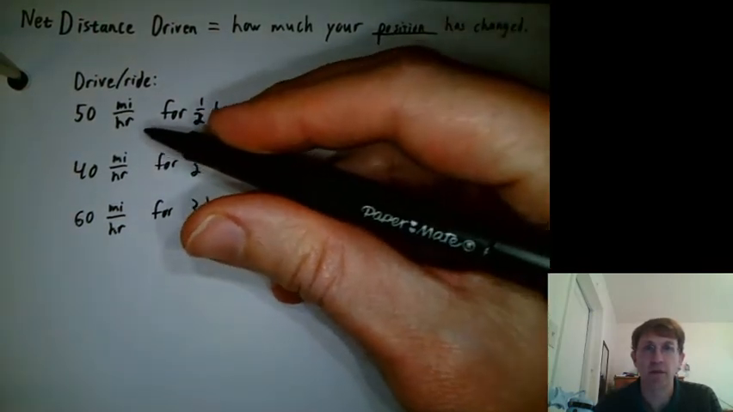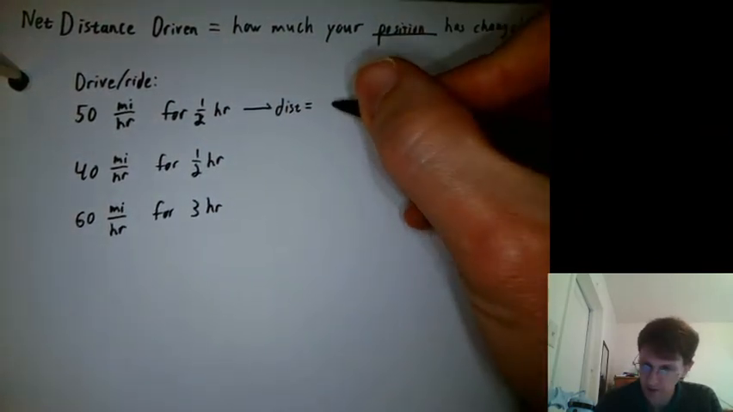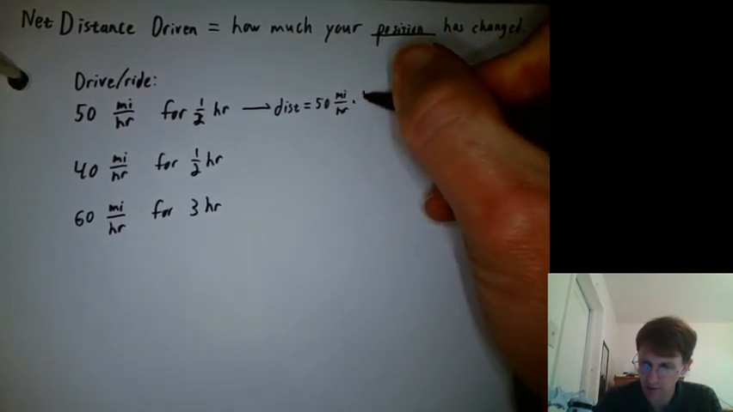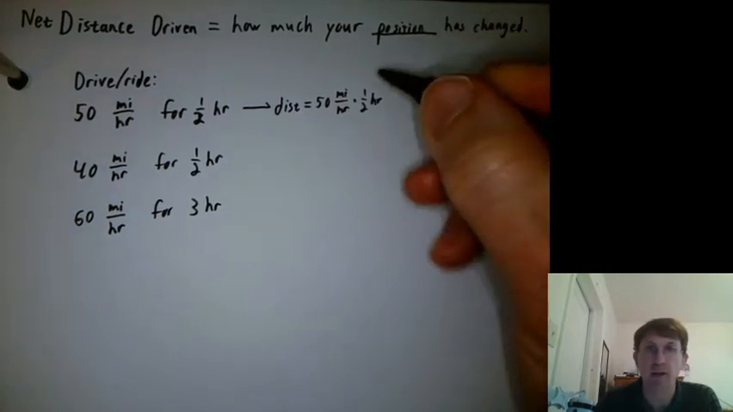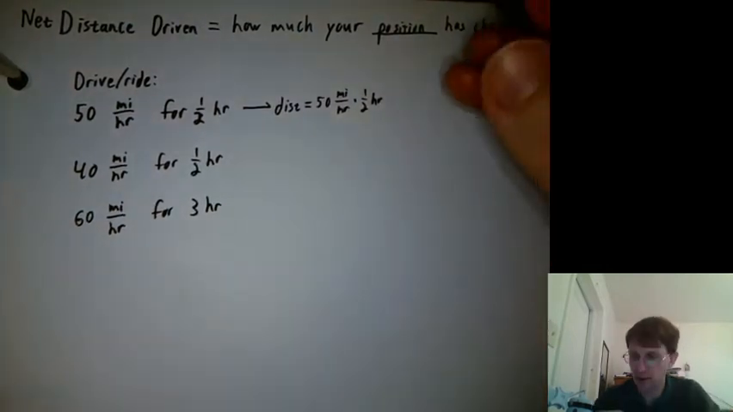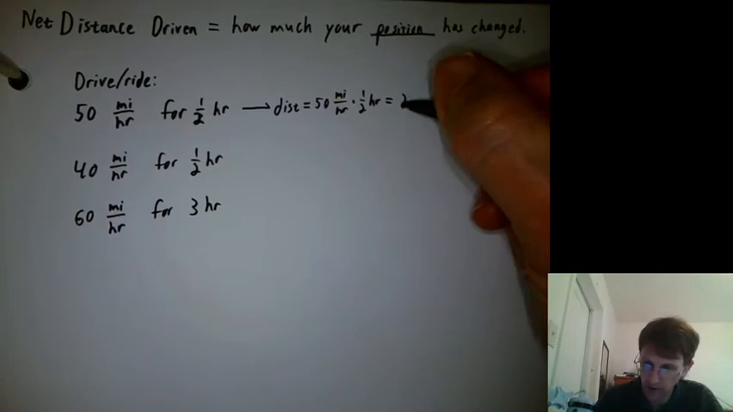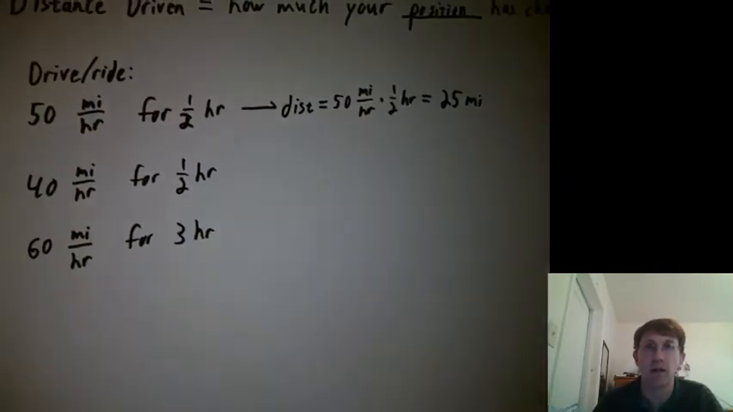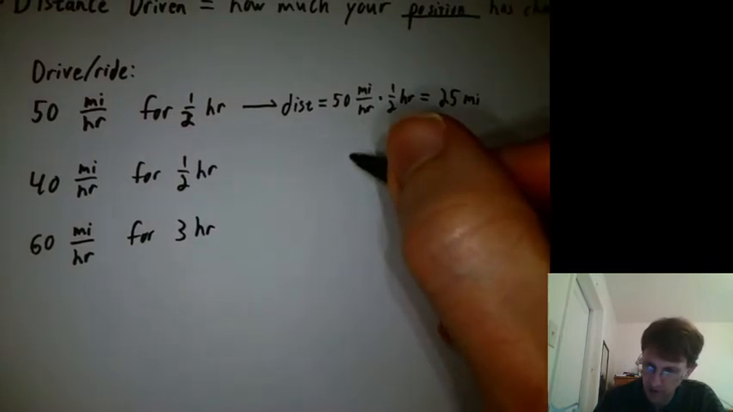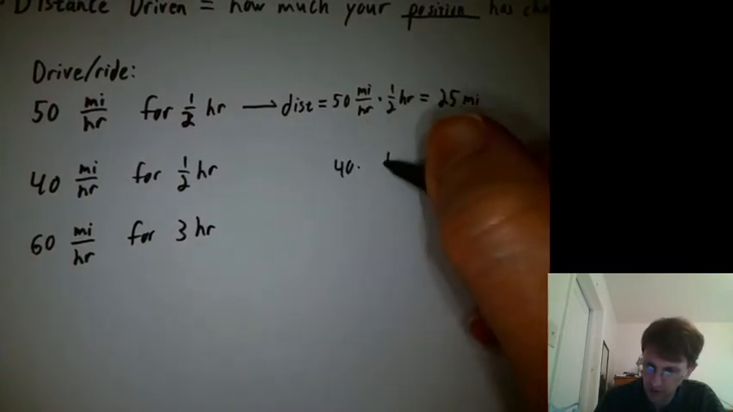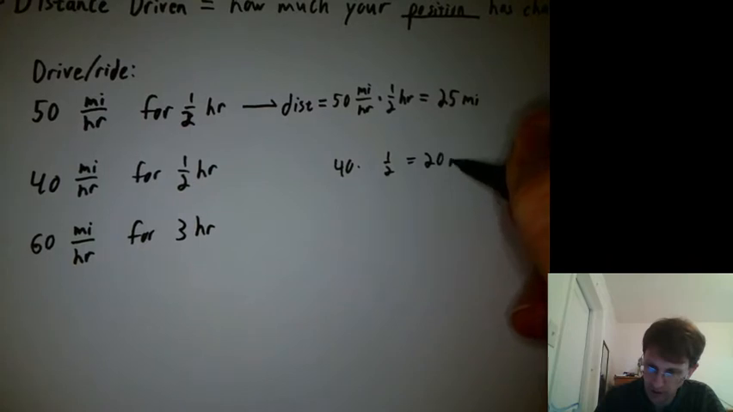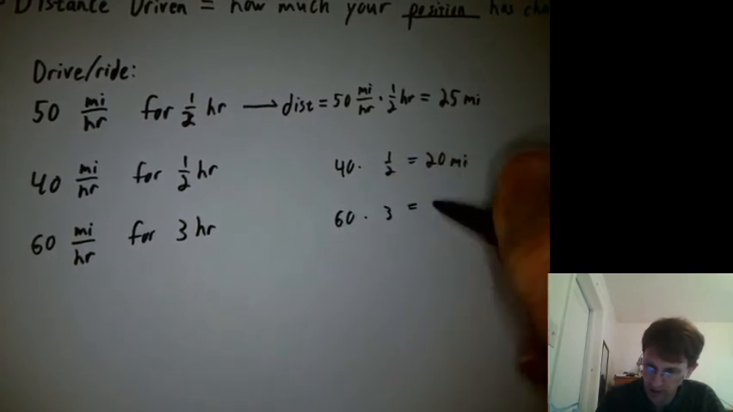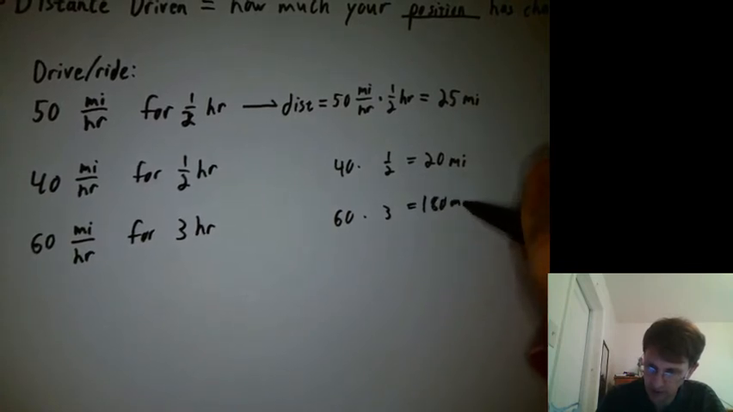What's the distance driven for that first segment? You'd say it's 50 miles per hour times 1/2 hour, and the units cancel nicely, and you get 25 miles. Let's zoom in a bit. For this one, it would be 40 miles an hour times 1/2. You get 20 miles, and here 60 miles an hour times 3 hours gives you 180 miles.